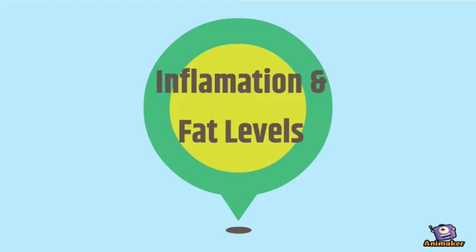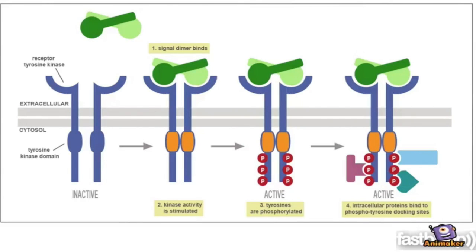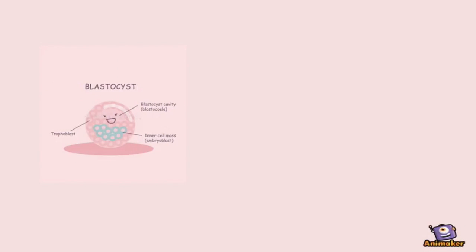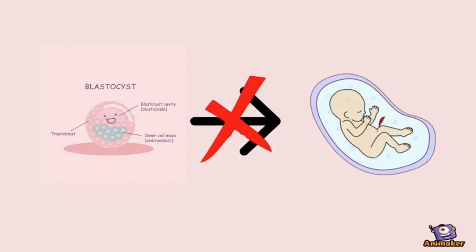So now, what is the biochemical role of Fetuin-A in childbirth? Increased Fetuin-A levels can cause adverse reactions during childbirth as a result of too much inhibition of the tyrosine kinase activity, which debilitates the invasion of necessary trophoblasts. The small trophoblasts are crucial for delivering nourishment to the developing fetus. Too much Fetuin-A prohibits these nutrients.